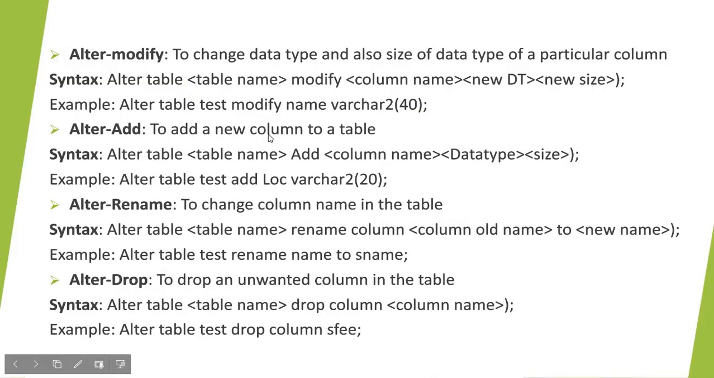Alter add. This alter add we use to add a new column into the table. If you want to add any new column into a table, we use this alter add command. The syntax is alter table, table name, add. Which column you want to add, you can mention that column name, data type and size. Let's see how it will be executed. Alter add.